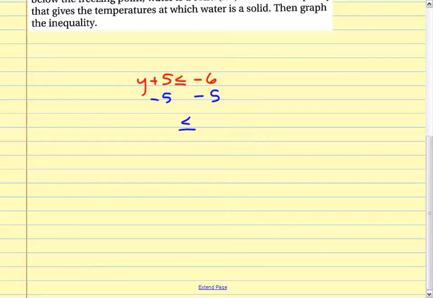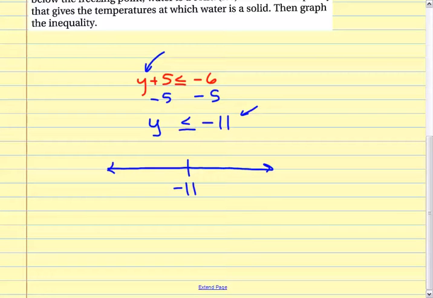Okay. And what do I have on the left side? Y. And what do I get on the right side? -11. So now the solutions, the things that work for y, are all the y's that are less than or equal to -11. Now we have to graph this. Let me show you how we graph it. This number is called the critical number. We put a dash in the middle of our number line, and we put that number right underneath it.